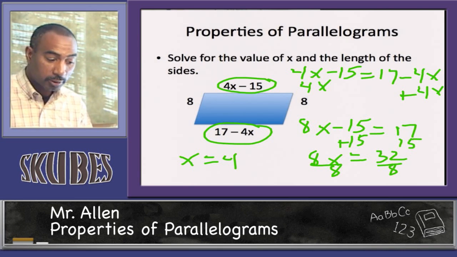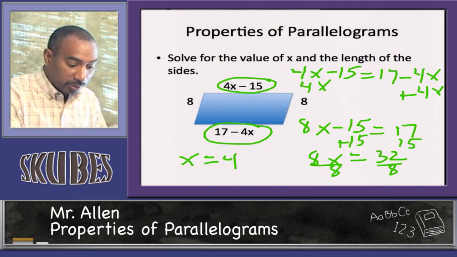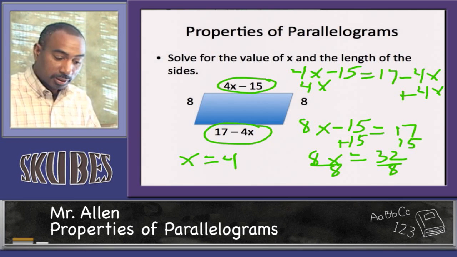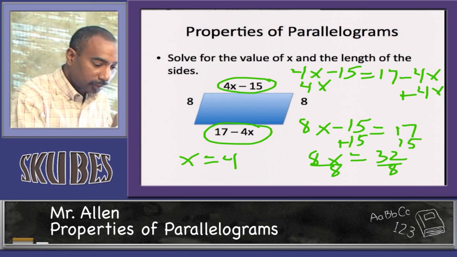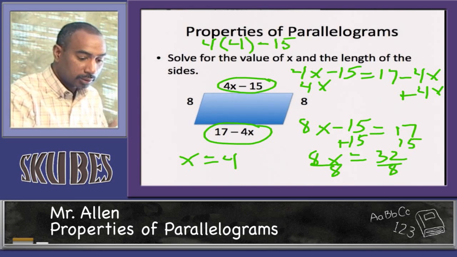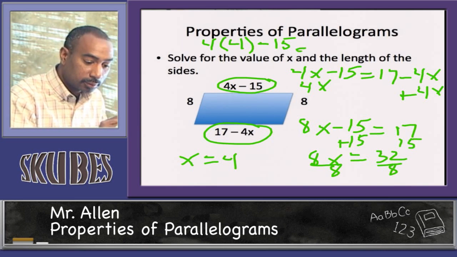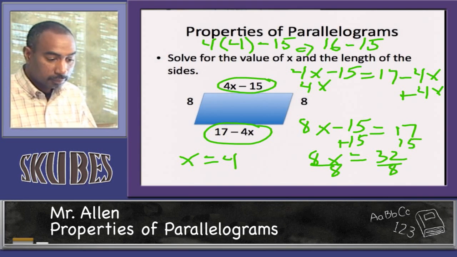So the value of x is 4, and if you want to know the length of the side, you would evaluate 4 into one of the two expressions to get that. So let's take the top one. So I have 4 times 4 minus 15, which is just 16 minus 15, which is the length of 1.